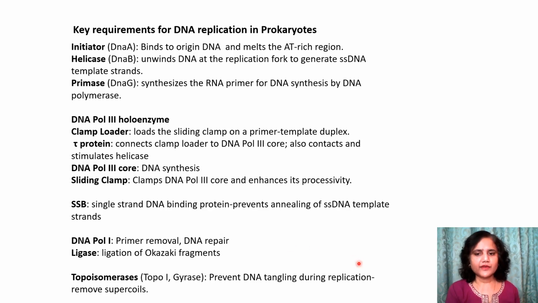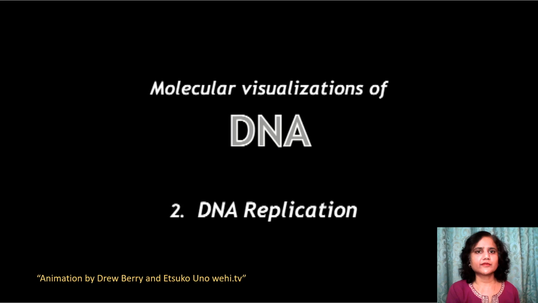One also needs a class of enzymes known as topoisomerases. In E. coli they are known as topo1 and gyrase, and the main function of these enzymes is that they prevent DNA tangling during replication, and they remove supercoils that are formed because of the progression of the replication forks.